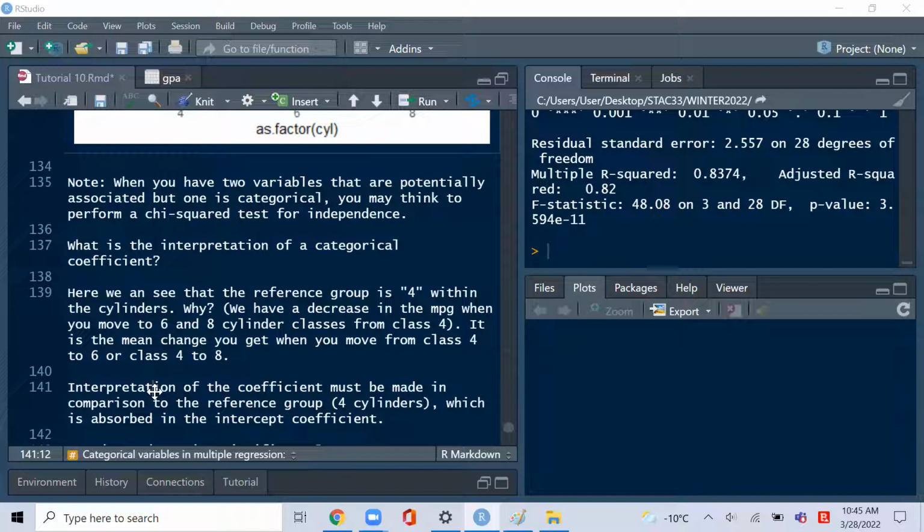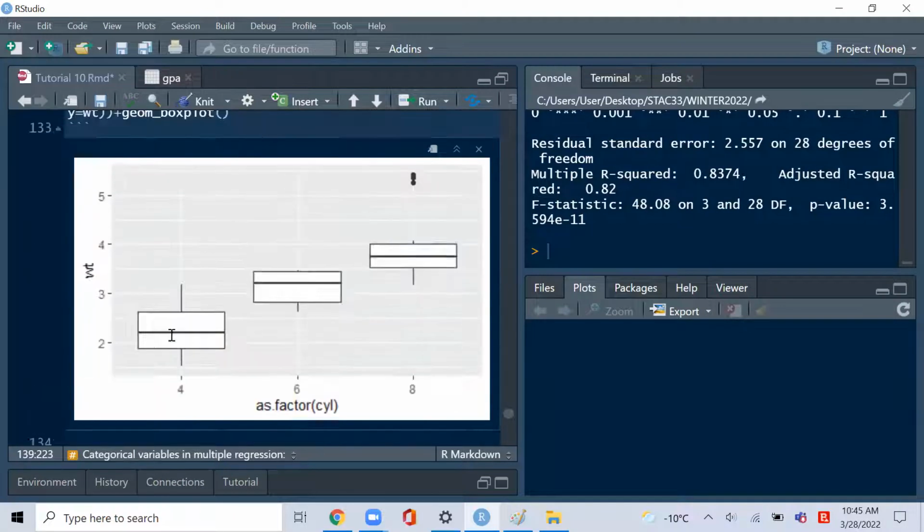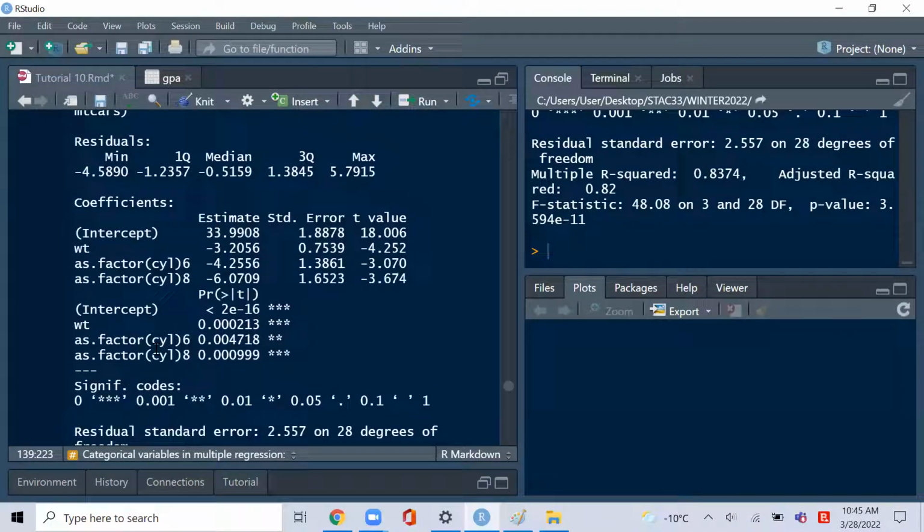Yeah, so how you interpret this, Eddie, is that you would make the following interpretation. The mean change from going from, let's say, cylinder class 4 to 6 is a change in the MPG by negative 4.2556. And there's a mean change when you go from cylinder class 4 to 8 of negative 6.0709. So both of them are significant, the p-values for both of them are significant.